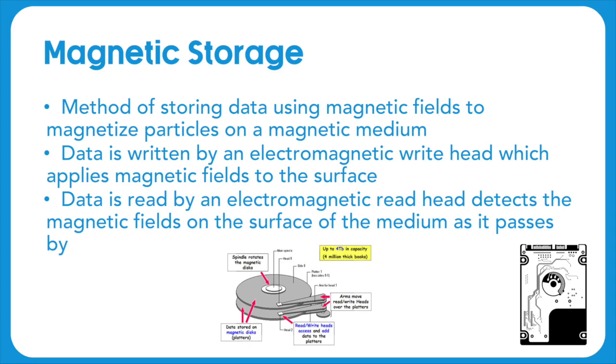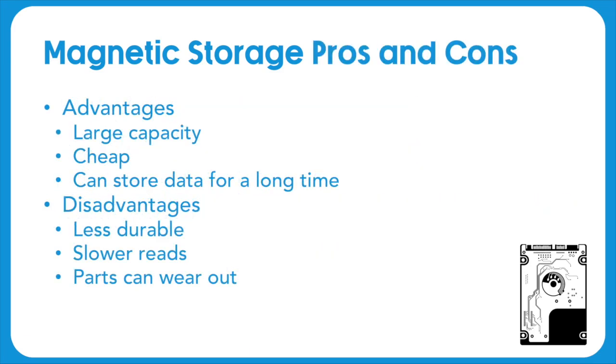Magnetic storage devices, especially hard disk drives, can offer large storage capacities, making them suitable for storing large amounts of data. They're also relatively low cost to manufacture, making them much more cost-effective per unit of storage compared to other storage technologies, such as solid-state drives. Magnetic storage media can also retain data for extended periods of time if properly maintained and stored, making them suitable for archival purposes.